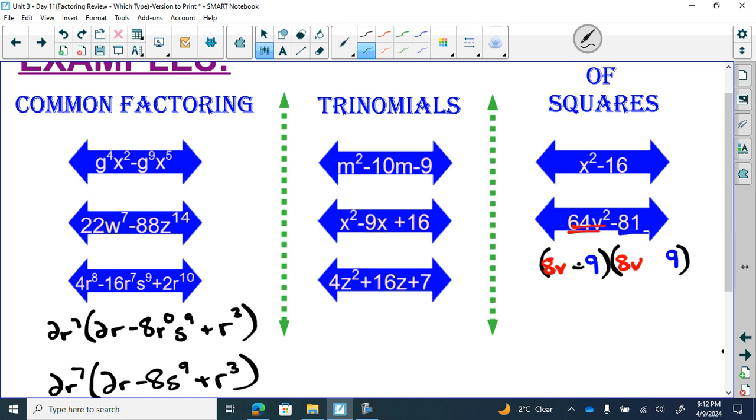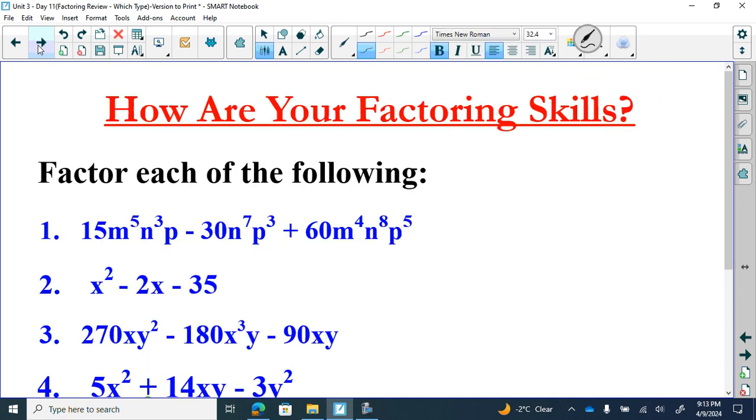And then I just have to remember to put opposite signs between them, a plus and a minus, or a minus and a plus. It wouldn't matter if you wrote this as 8v minus 9 times 8v plus 9. It really doesn't matter the order of your factors when you're multiplying. It's like saying 3 times 4, that's 12, or 4 times 3, it's also 12. Both of these would be correct. Now these ones, I'll show you some examples right along here in the next couple of questions.